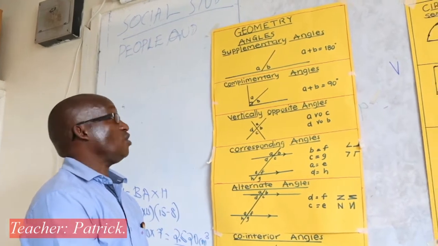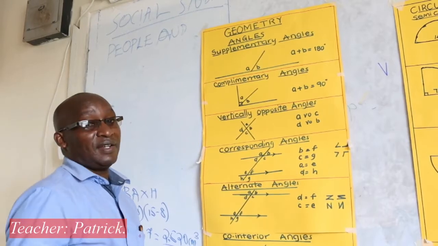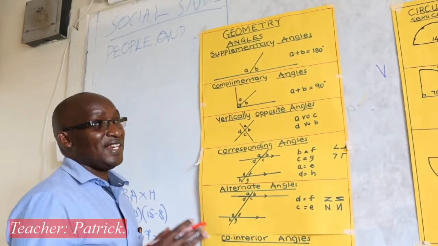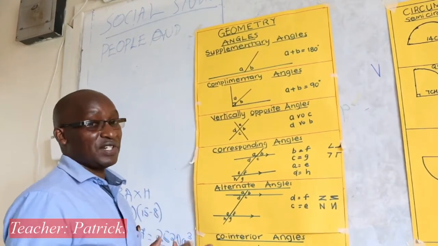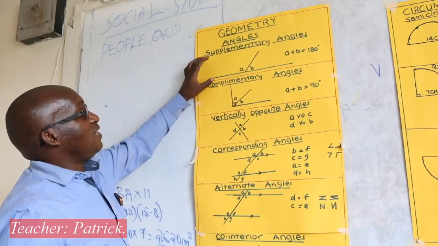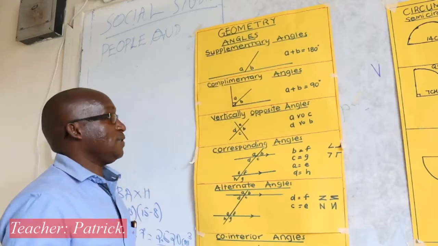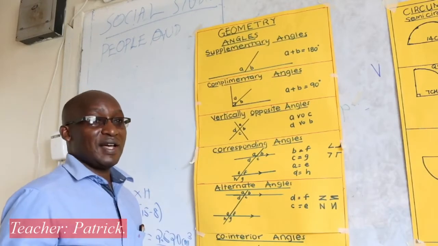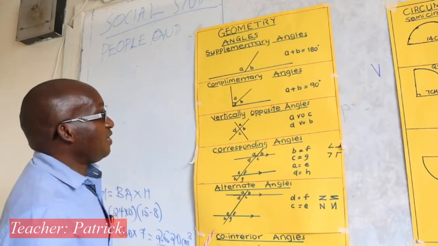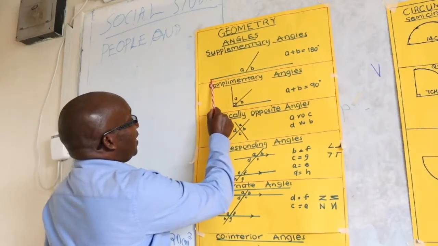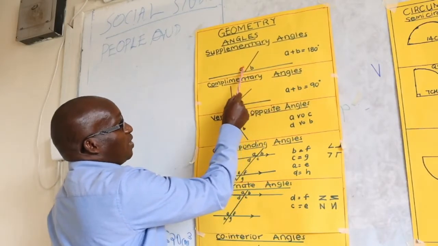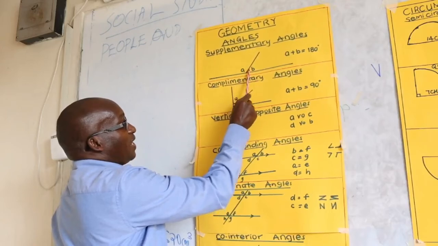The topic is geometry, and what you're going to learn about angles is actually the relationship between different angles that we have. The first example that we have is that of supplementary angles. Supplementary angles are angles that lie on a straight line. For instance, given that this one is a straight line, there are two angles here. We have got angle A and angle B.